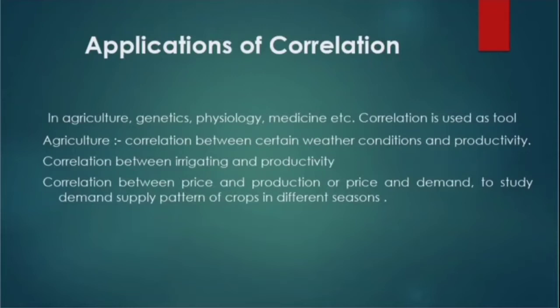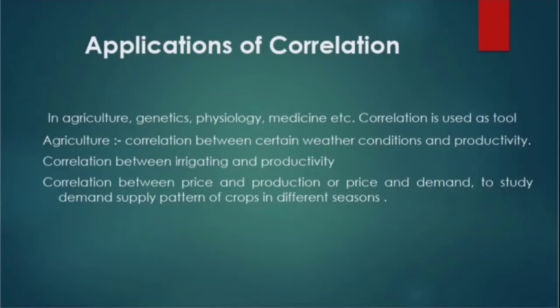First one, agriculture. Correlation is widely used as a tool of analysis in agricultural science. For example, to estimate the role of various variables like fertilizers, irrigation, fertility, soil, etc. on a crop field. Here we also use regression and correlation analysis. The relationship between germination time and temperature of soil, alkalinity of river water and growth of fungi, etc.